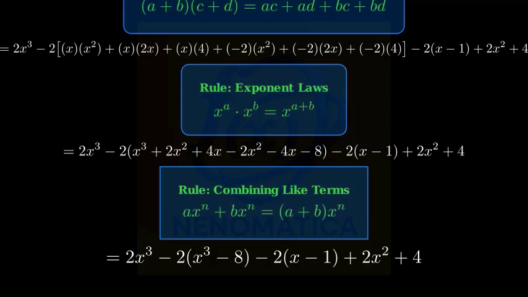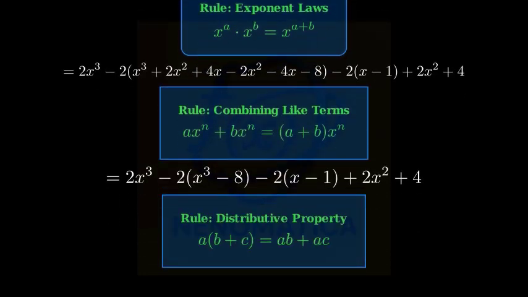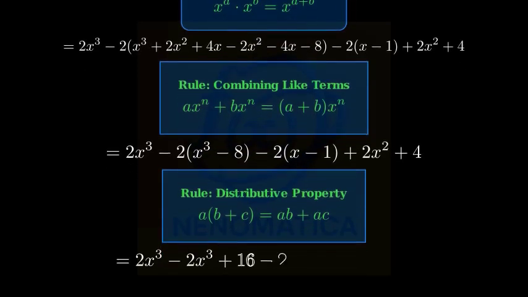So we get 2x cubed minus 2 times the quantity x cubed minus 8, minus 2 times the quantity x minus 1, plus 2x squared plus 4. Now, let's apply the distributive property to negative 2 times x cubed minus 8. We distribute the negative 2 to each term inside the parentheses. This gives us 2x cubed minus 2x cubed plus 16 minus 2x plus 2 plus 2x squared plus 4.